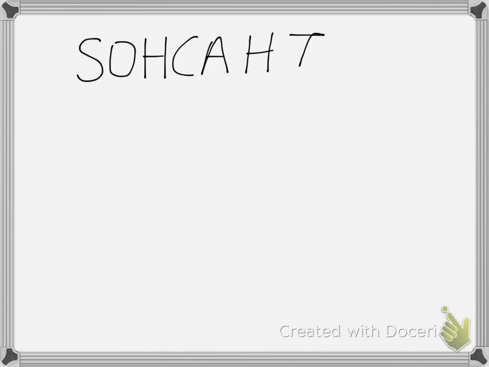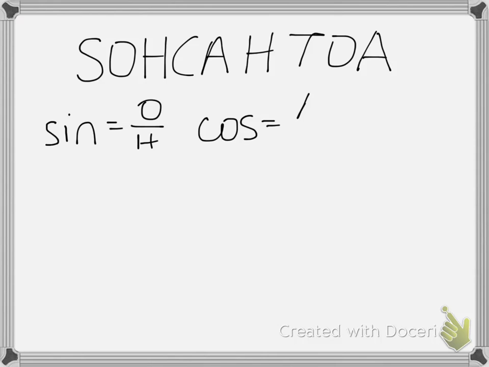Alrighty, so let's go ahead and just review a couple things. Let's review that we have our trig functions, and so we have SOHCAHTOA. Sine is opposite over hypotenuse, cosine is adjacent over hypotenuse, and then our tangent is opposite over adjacent. So we have our three trig functions that we're going to use.